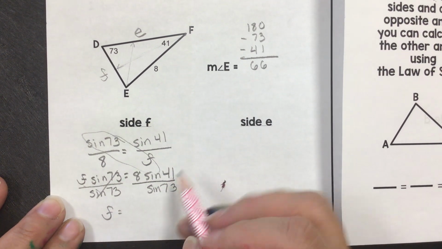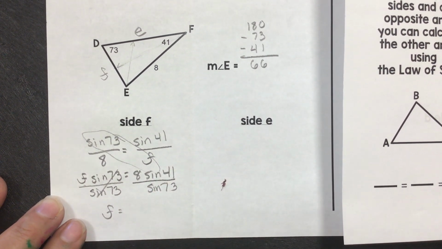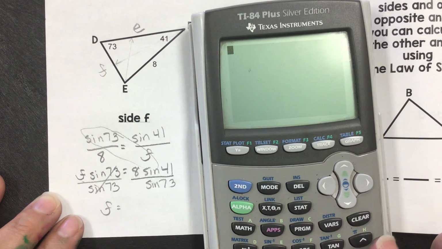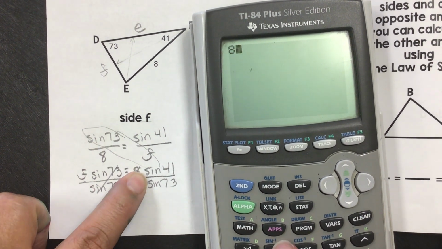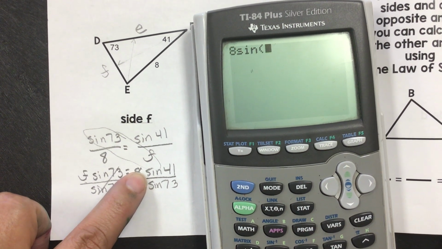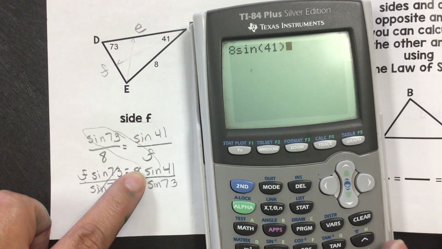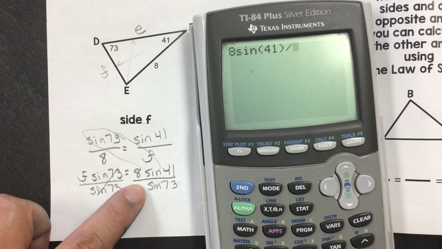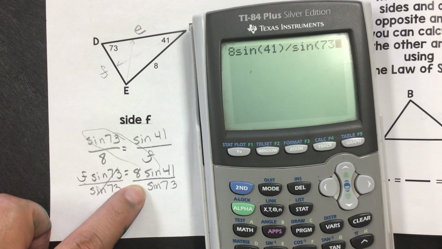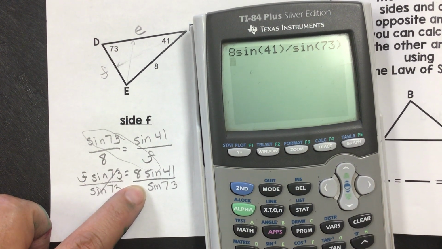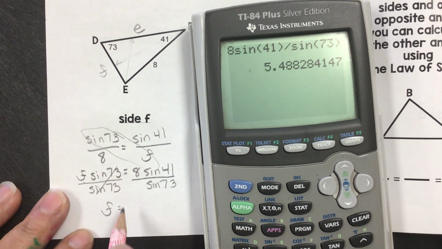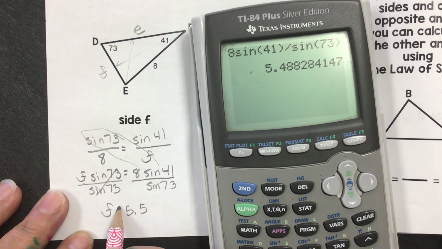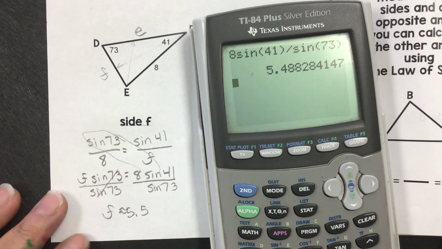F is equal to all of this. Put it in our calculator together. 8 sine, and it opens the parentheses, 41, so we have to close that parentheses, divided by sine of 73, close those parentheses again. And you have approximately 5.5. So let me change my symbol to approximately.